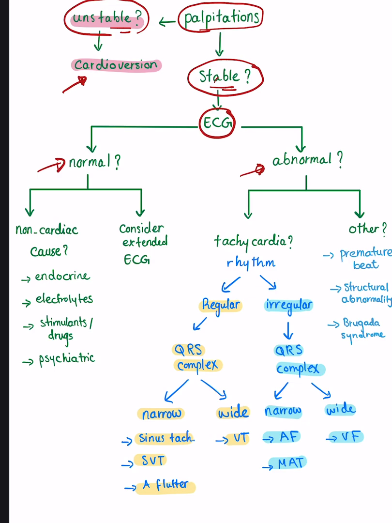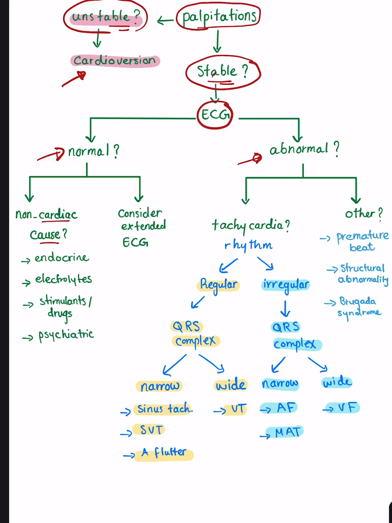Now if the ECG is normal, you have one of two causes. It's either a non-cardiac cause, and this includes a huge list, but some of the important things include endocrine diseases. Something like hyperthyroidism, for example, will cause palpitations. Electrolyte imbalance, the use of stimulants or drugs, something like alcohol or caffeine or cocaine, or for example stopping beta blockers can cause palpitations. And you have psychiatric causes. Anxiety attacks, for example, can cause palpitations.